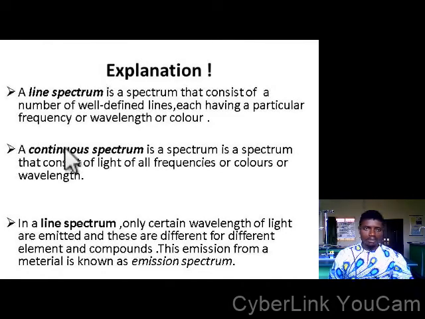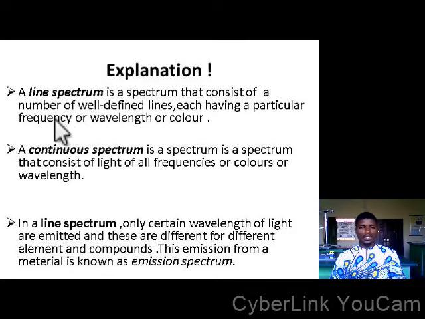So, explanation: what do you mean by line spectrum? A line spectrum is a spectrum that consists of a number of well-defined lines, each having a particular frequency or wavelength or color. This was Bohr's argument concerning Rutherford's planetary structure of the atom. Rutherford supposed it to be a continuous spectrum, while Bohr said no, it is a line spectrum.